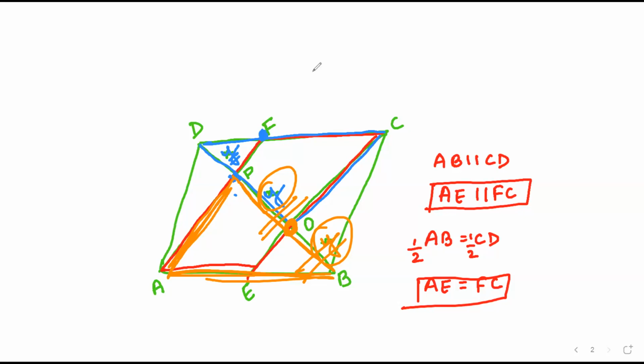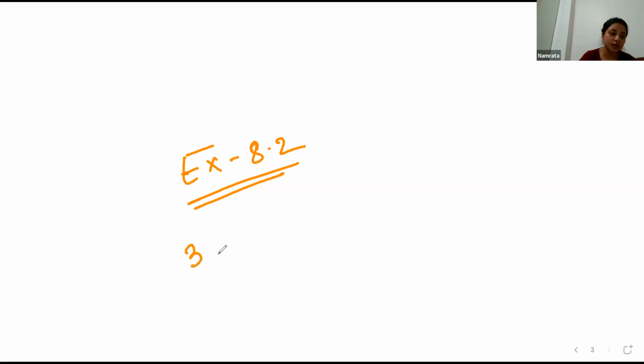Yes, ma'am. Both of you, this is how we will use the midpoint theorem. Now I will send your homework to you. Just let me give it now only. Let me write it over here only. Exercise 8.2, Number 3, Number 6.